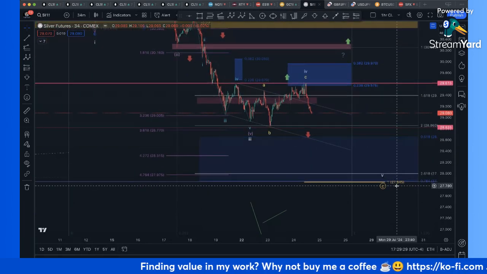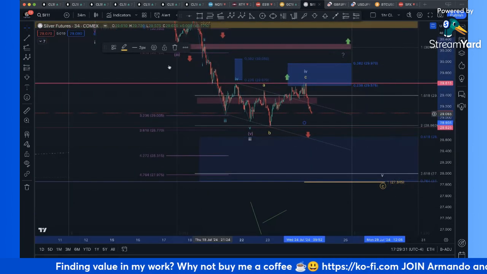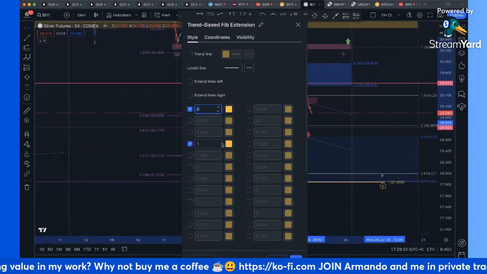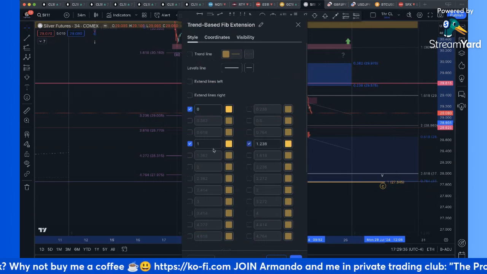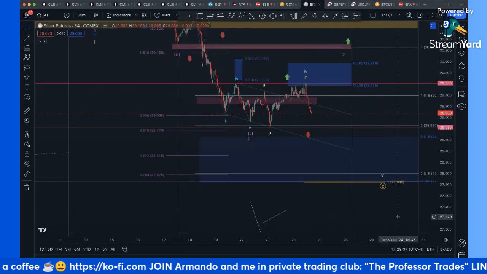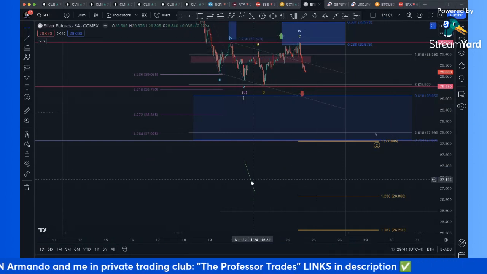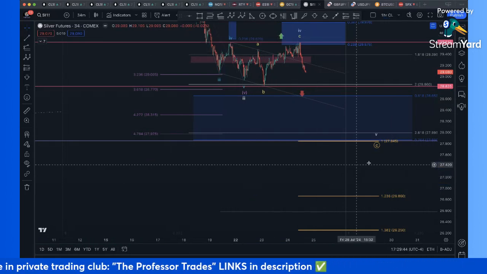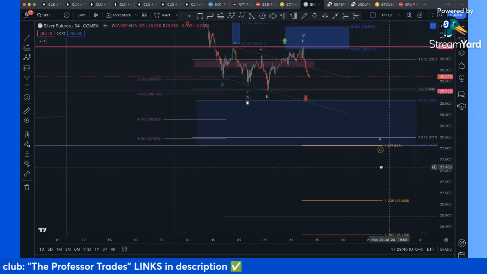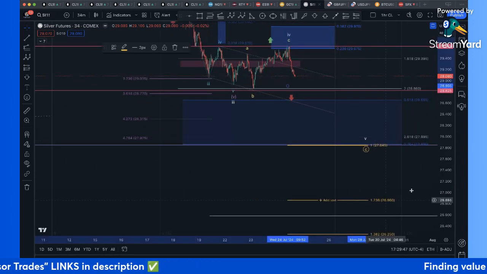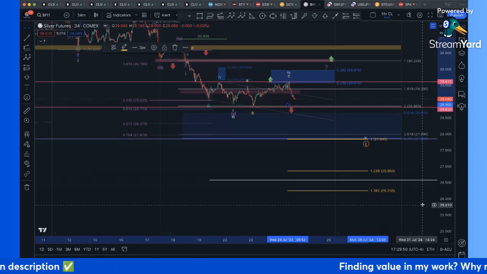Can it extend deeper? Sure it can. And when it comes to a C wave, my charts are almost always going to have a C wave in yellow. And if it wants to extend deeper, those are the yellow fibs if it wants to extend deeper. Well, how am I going to know if it's likely to extend deeper.